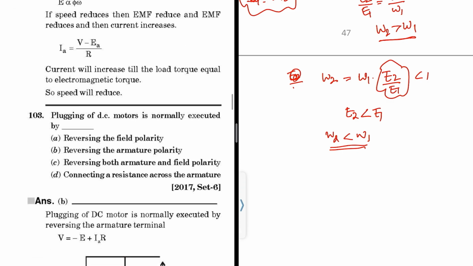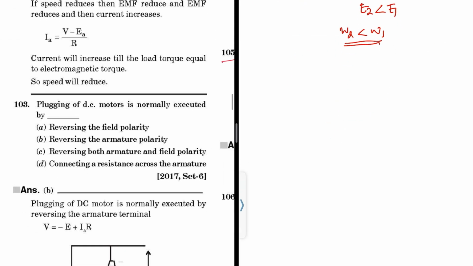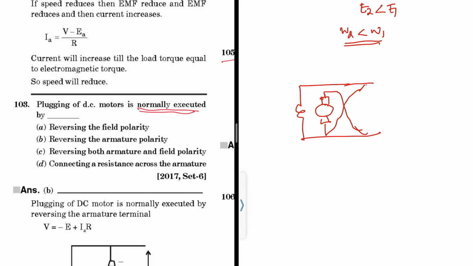Next, coming to question number 103. Plugging of DC motors is normally executed by what? I already said what we do in plugging. The armature terminals will be reversed. This is the plugging case. So it is reversing the armature polarity.